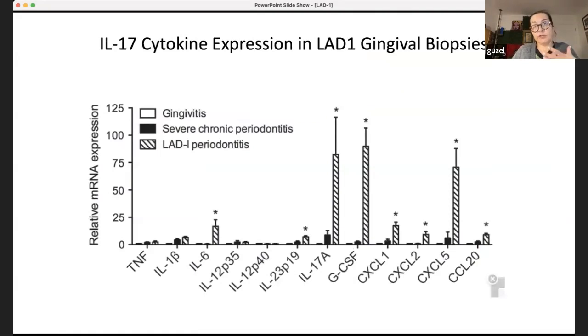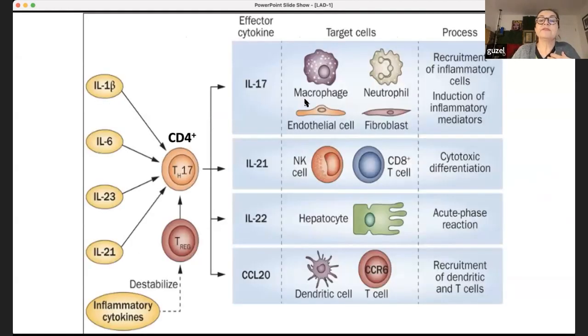Looking at the teeth and the gingiva, it was discovered that LAD-I patients with severe periodontitis had very high levels of IL-17. It's a cytokine that has some significant relevant roles. And if you look here, IL-17 is very important. Neutrophils and macrophages are the target. It is involved in recruitment of other inflammatory cells, and it induces a lot of other inflammatory mediators.